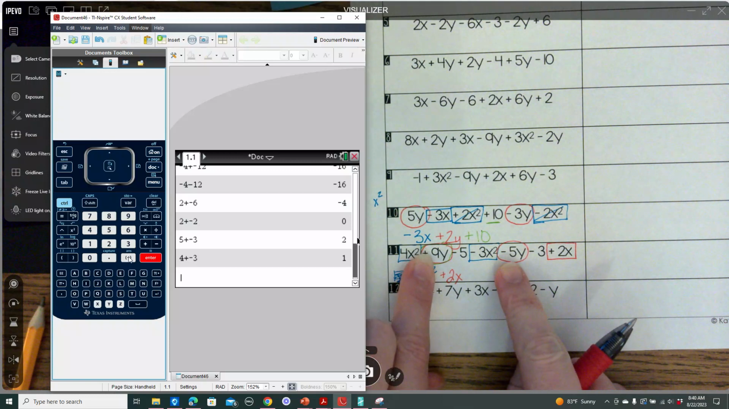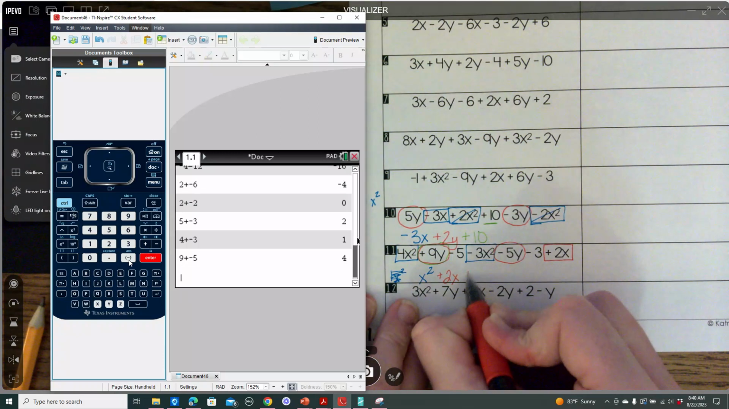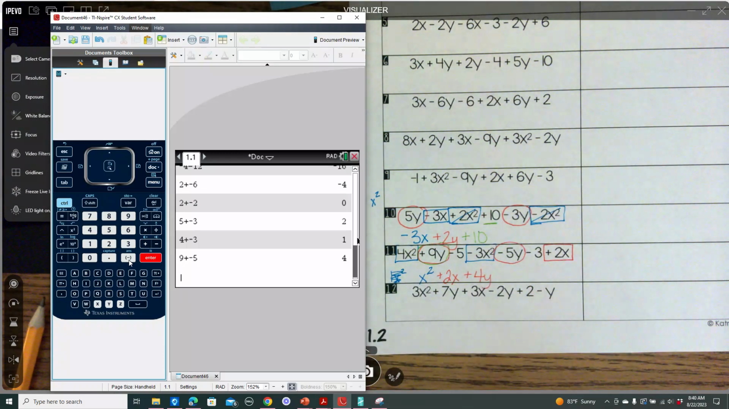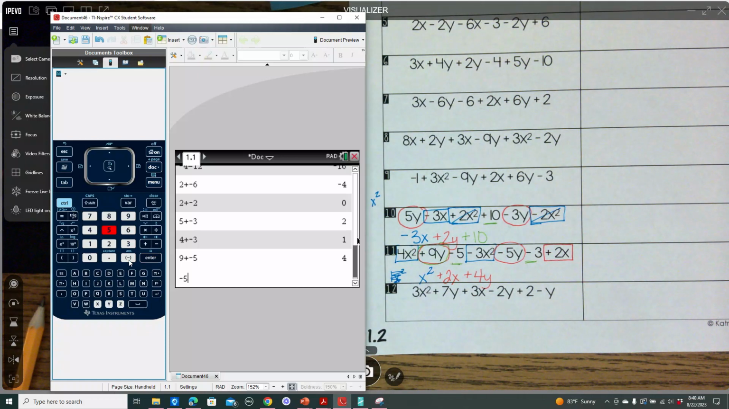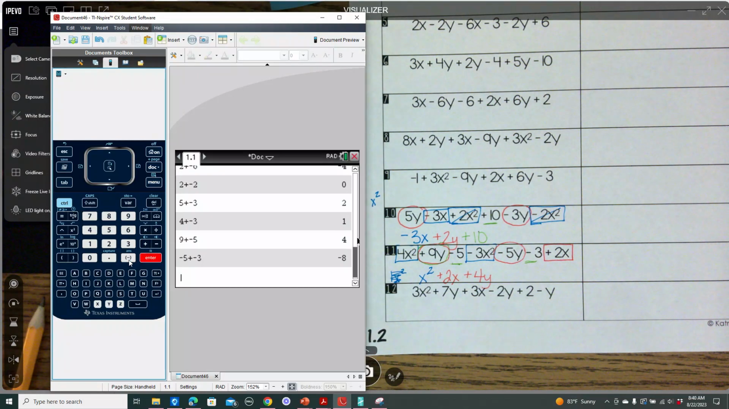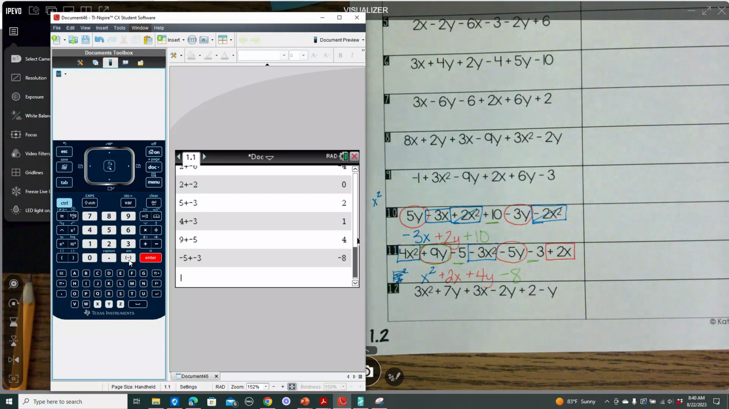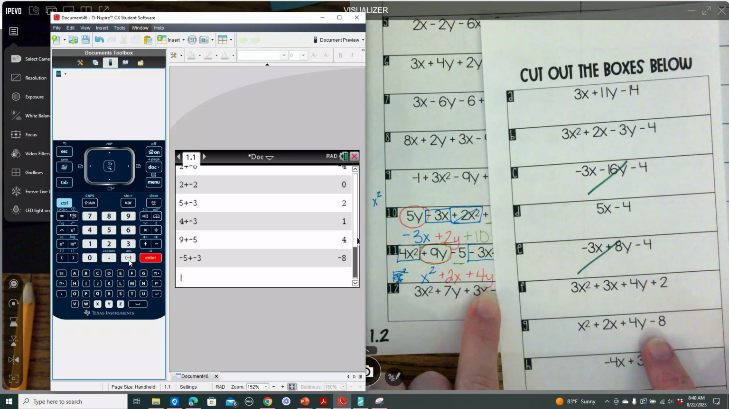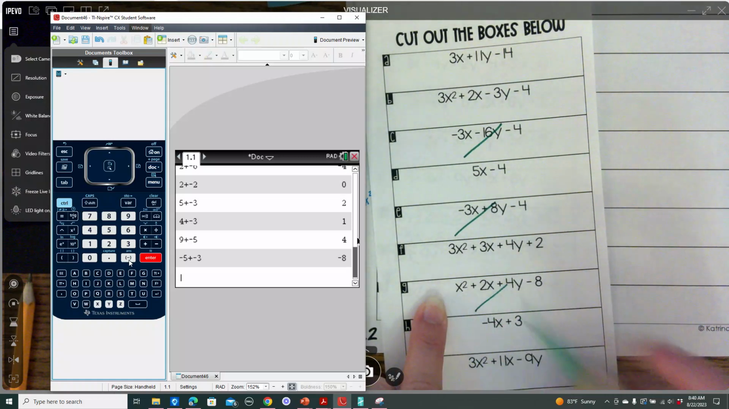So I got a positive 9 and a negative 5. So 9 plus negative 5 is a positive 4. And then my constants, negative 5 and a negative 3. Negative 5 plus negative 3 is negative 8. So I'm looking for x squared plus 2x plus 4y minus 8. That is a G.